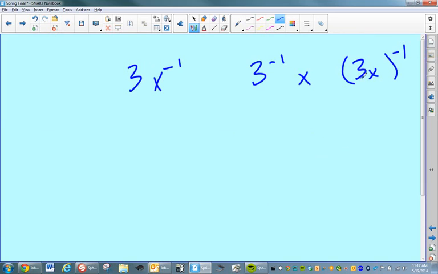Can you tell the difference in all three of those? You can't? Alright, so here, the x and the negative 1 are connected. Here, the 3 and the negative 1 are connected. And here, the 3 and the x are connected. Whichever one the exponent is actually on. So in this case, it's on the x, so this is equal to 3 over x. Here it's on the 3, so that's x over 3. Here it's on both, so it's 1 over 3x.